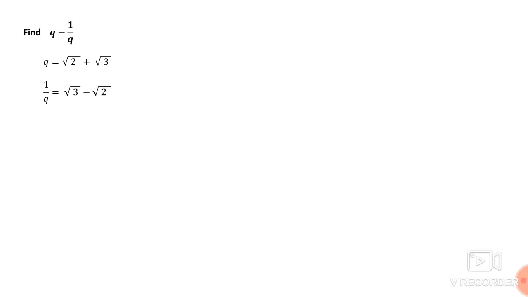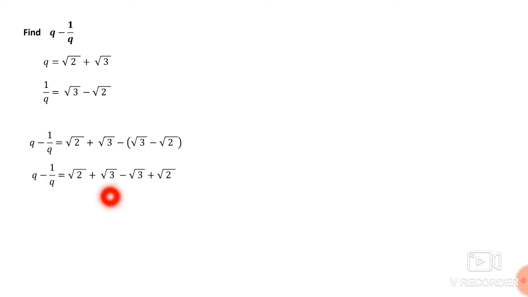This is q and this is 1 upon q. To find q minus 1 upon q, we will simply subtract the values. This is q minus 1 upon q. Whenever we have to subtract, we have to put the second expression in brackets. To open this bracket, all the terms written within the bracket will be multiplied with this negative sign. Remove the bracket and multiply with the negative sign.